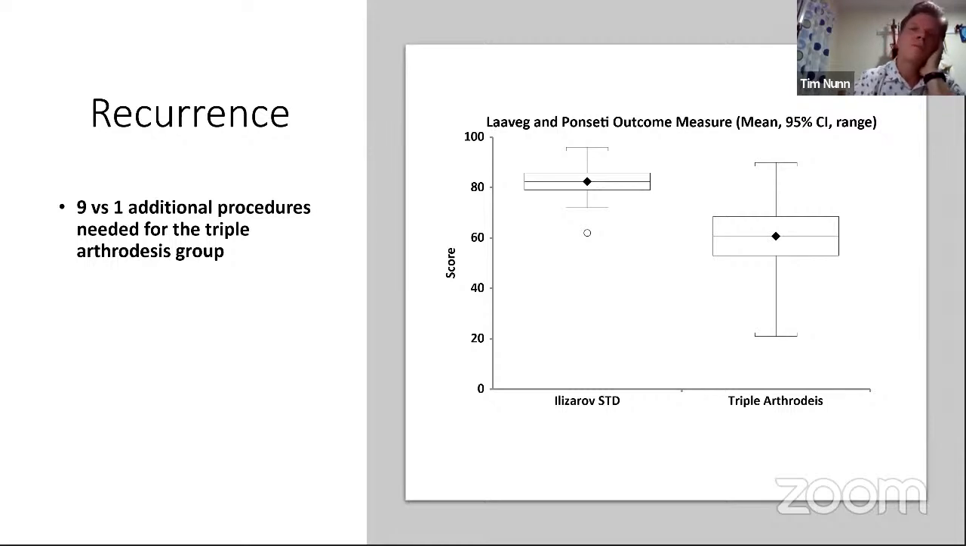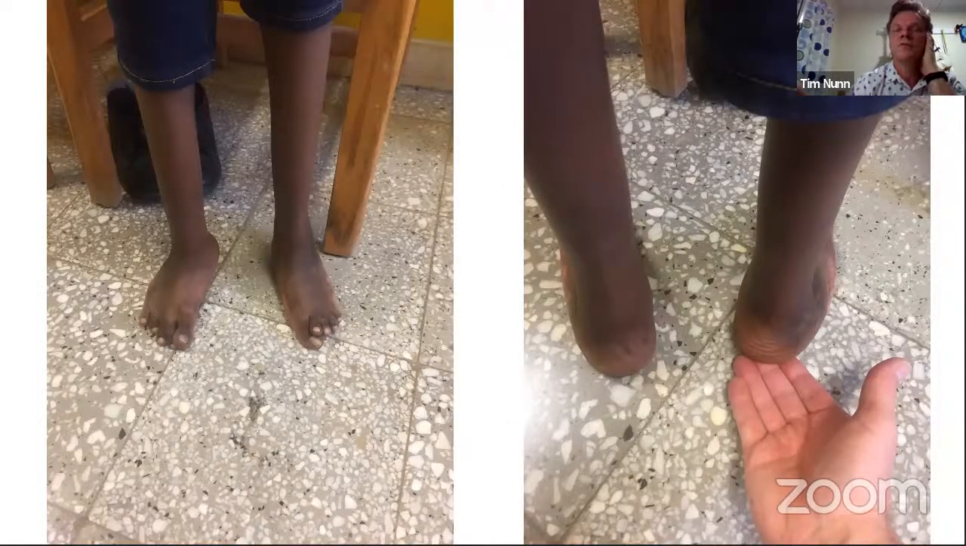And when we looked at subgroup analysis, it was even more so in the younger age group. So those around the age of 8 or 9, Elizarov soft tissue distraction patients did very well, and moderately well in the older group as well. But the triple arthrodesis patients had a widespread, and generally they didn't function as well on the scoring. Here you can see this right foot.